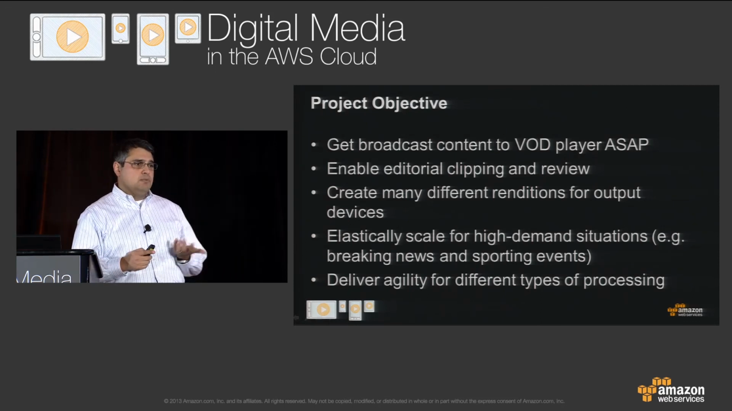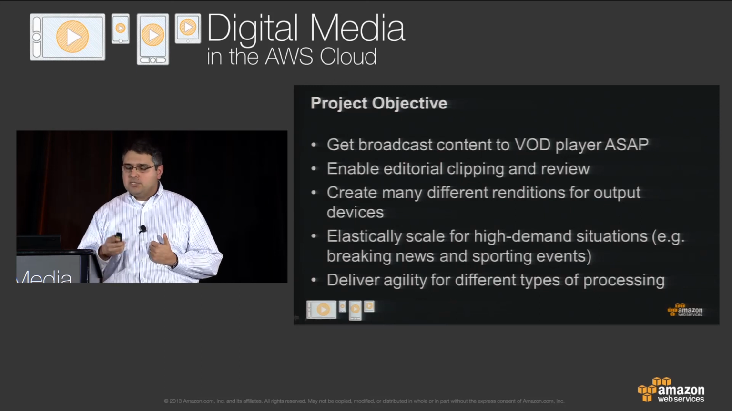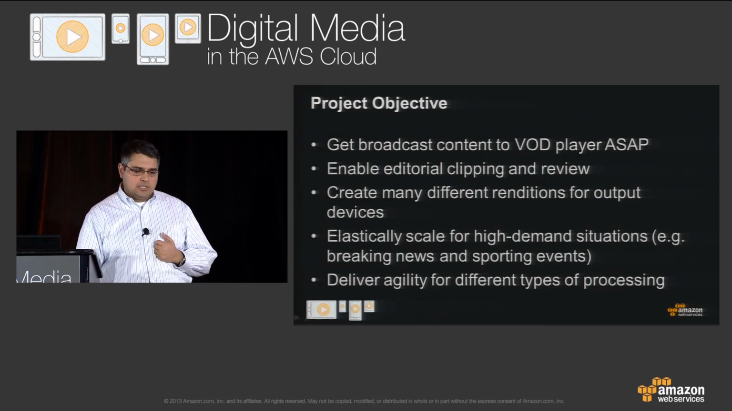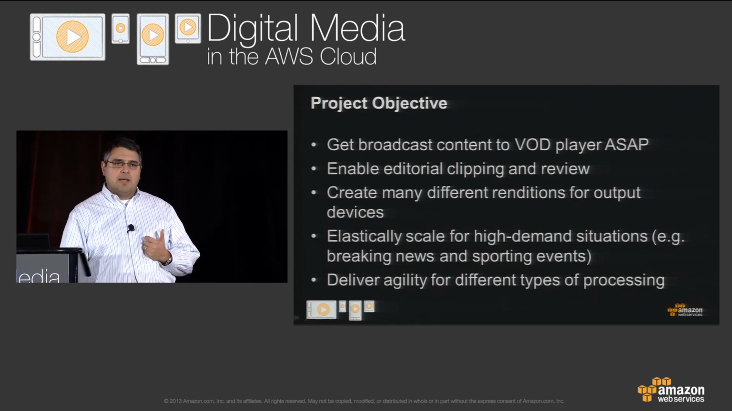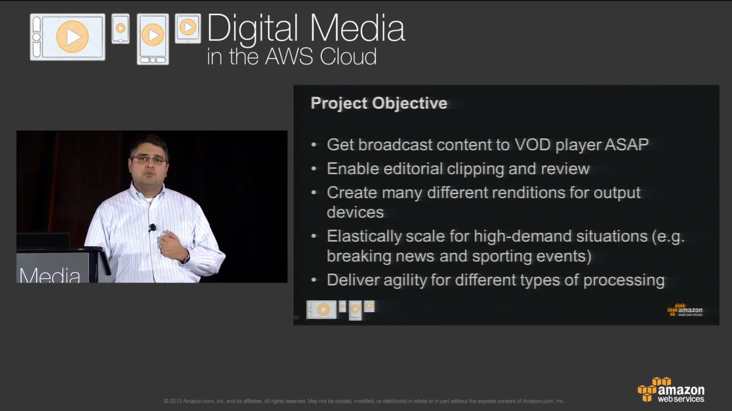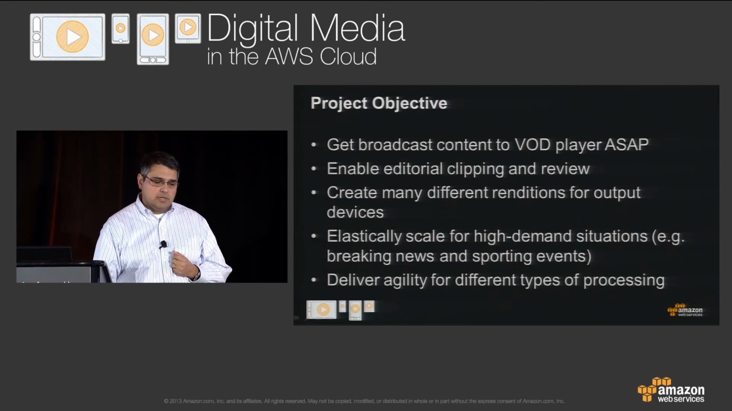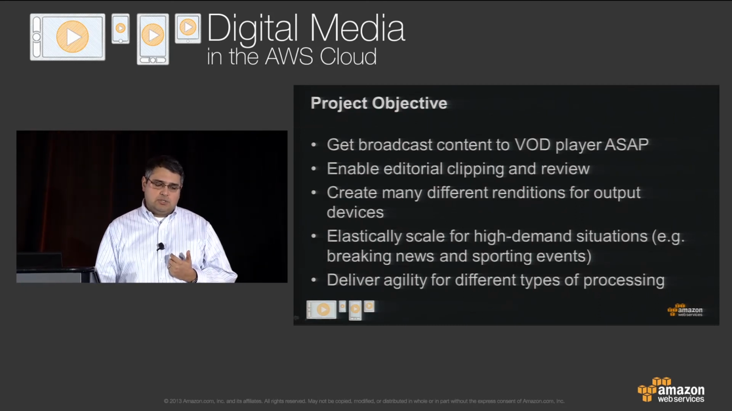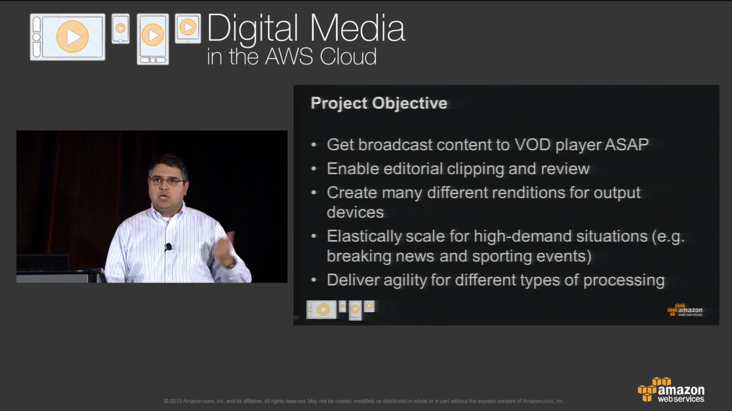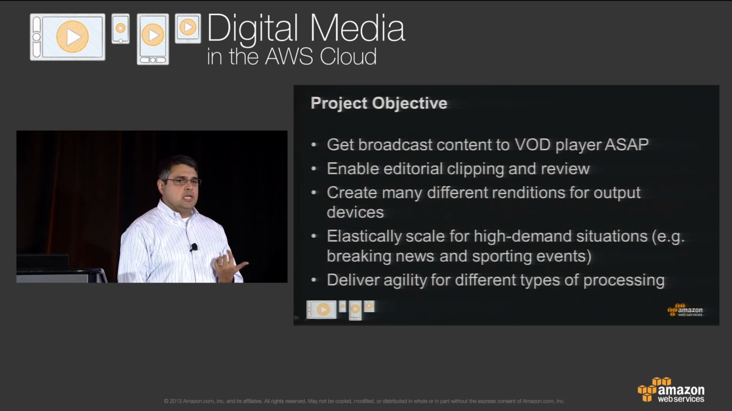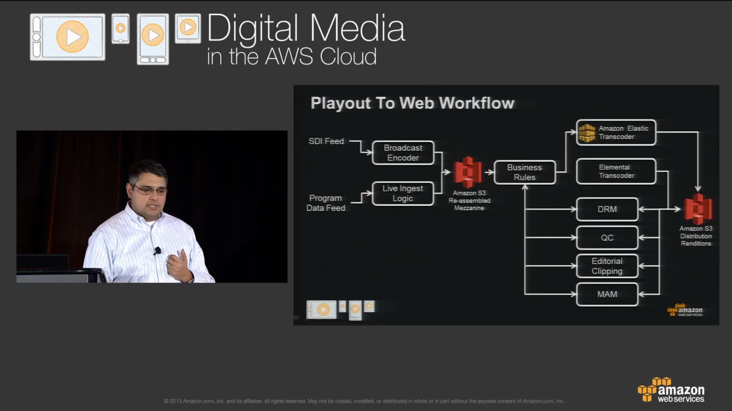And these are not just mobile devices, they're set-top boxes, broadcast-type devices as well. They also need to elastically scale for high-demand applications. Breaking news, sporting events would be two that immediately spring to mind. And they also wanted to have additional agility for different types of processing because all the time they have a requirement from the business to support new and additional devices.